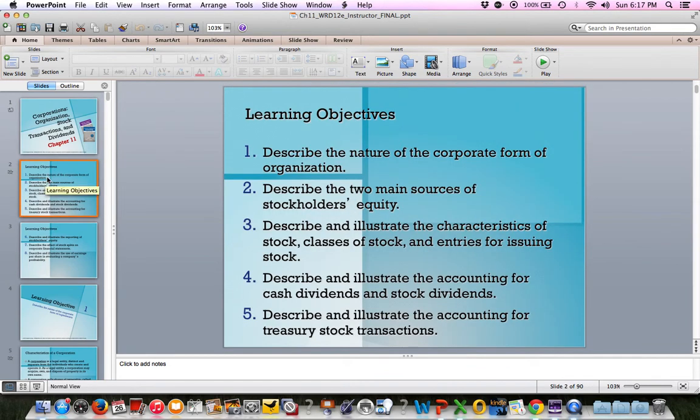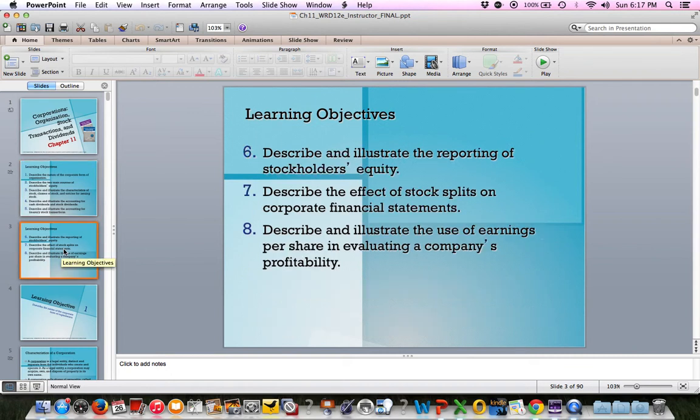So some of the topics will be the nature of the corporate organization, two main sources of equity for corporations, the different classes of stock, the entries to issue stock. We'll talk about accounting for dividends, both cash and stock dividends. We'll talk about treasury stock transactions, and also stock splits, reporting of equity, and then earnings per share. So lots of topics to cover.